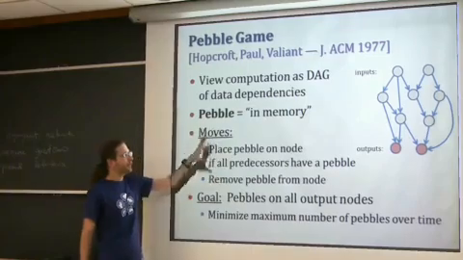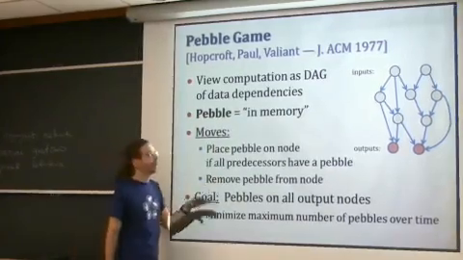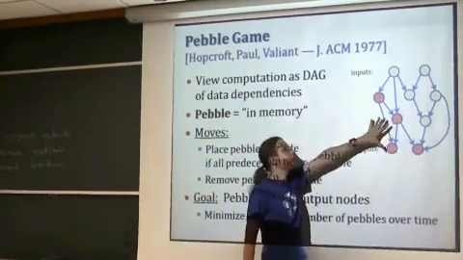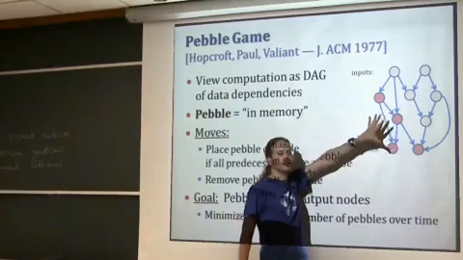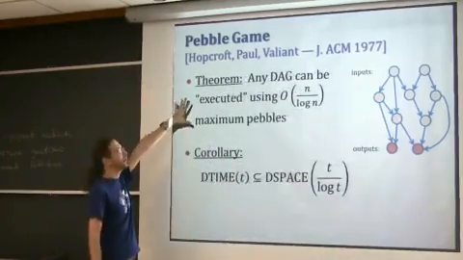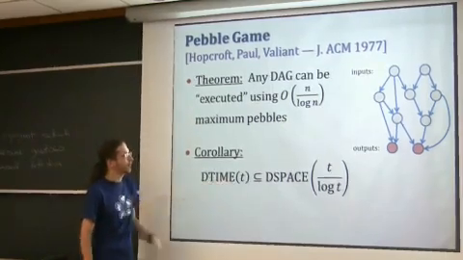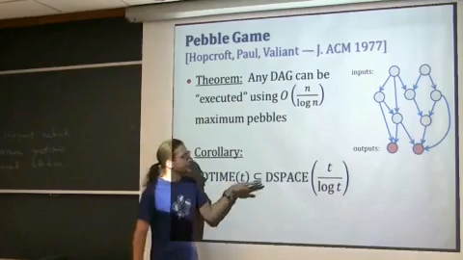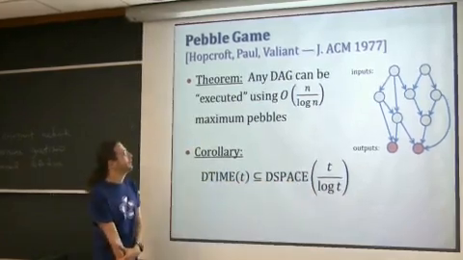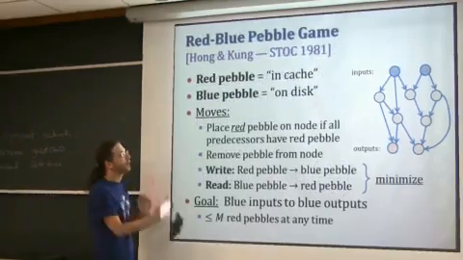In this case, their goal was to minimize the maximum number of pebbles over time. Here, there are up to 4 pebbles at any one moment. That means you need memory of size 4. And they ended up proving that any DAG can be executed using n over log n maximum pebbles, which gave this theorem its title: if you use t units of time, you can fit in t over log t units of space, which is a neat advance. But that's beside the point. This is where Hong and Kung were coming from.